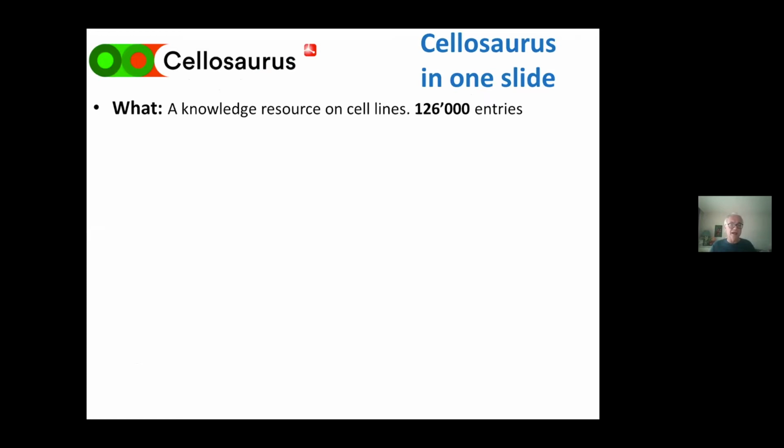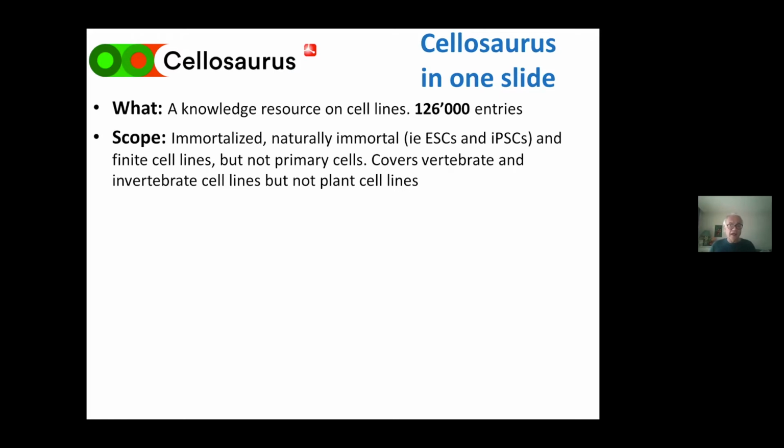I'm just putting one slide here which summarizes Cellosaurus before going, of course, into more detail. The Cellosaurus has information on 126,000 cell lines. So you see the difference between the different resources we saw, which had between a few thousand to a maximum of 30,000 cell line entries. Here you have something which is already 4 times bigger than the biggest second resource. And its scope is everything which is immortalized, naturally immortal, finite cell lines, but not primary cells, and invertebrate, but not plants. All of plant cell lines is very specific to people working on plants.